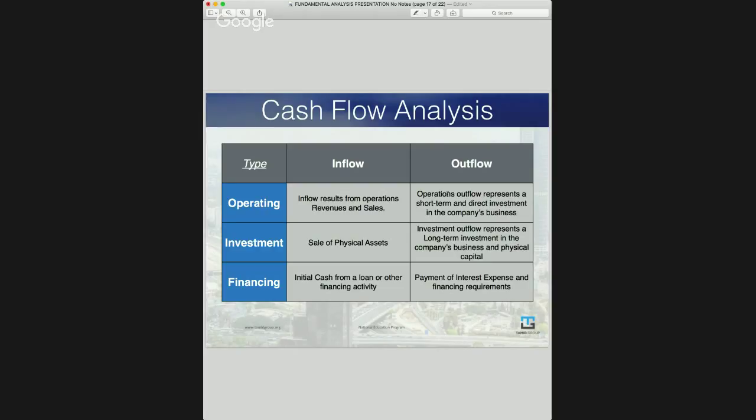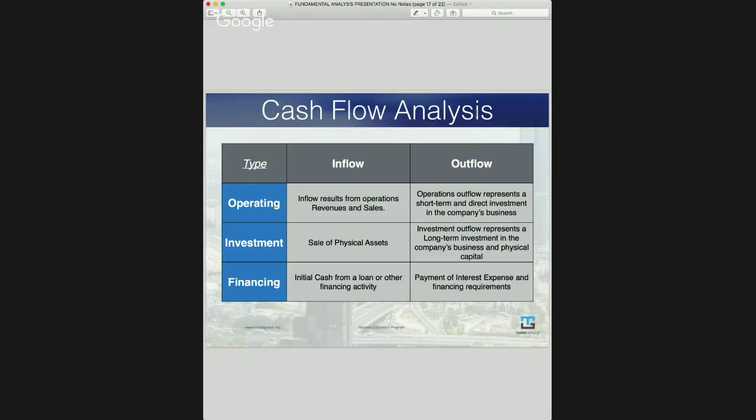Now, if investing cash flow is a positive number, it's going to be kind of worrying to us. It's why are you liquidating assets? Why are you getting rid of the things that can make money in the long term? Now, moving over to the investing outflow, it represents a long-term investment in the company's business physical capital. So this would be like buying a tractor, buying a new factory, all those type of things.